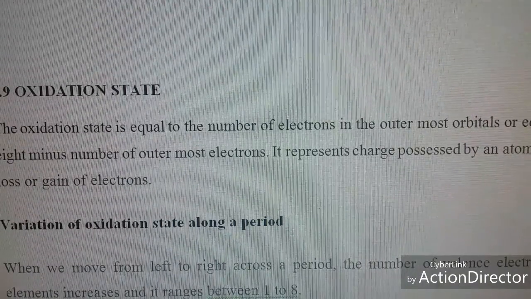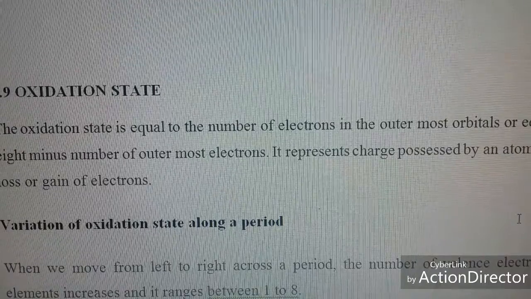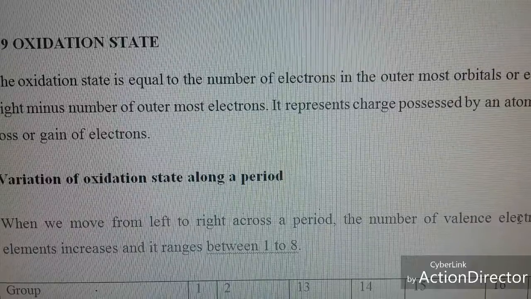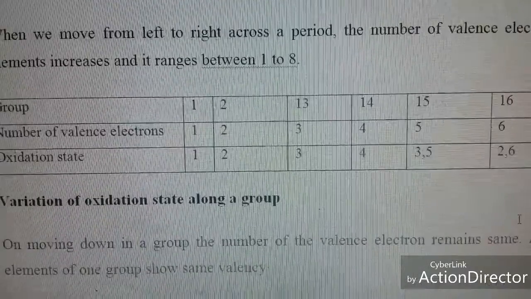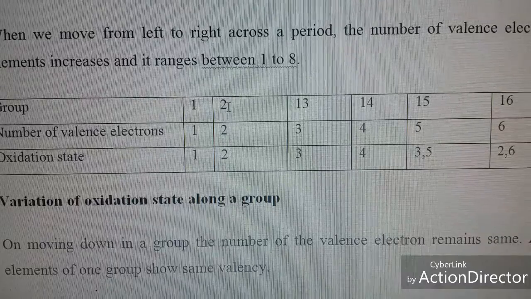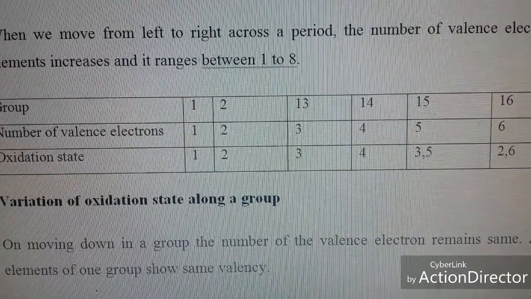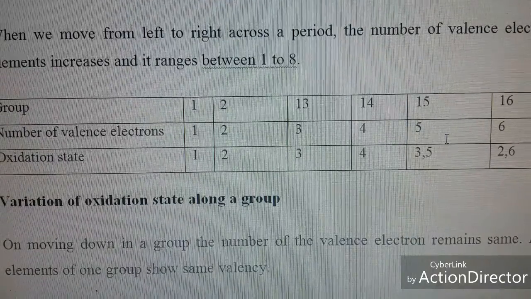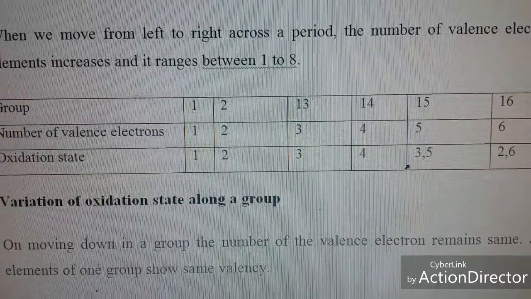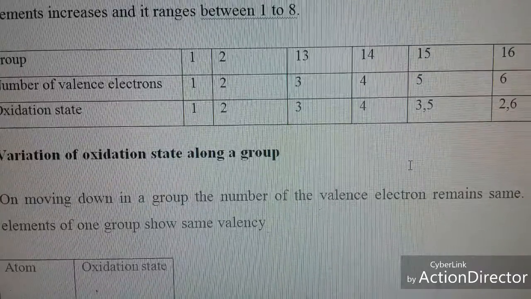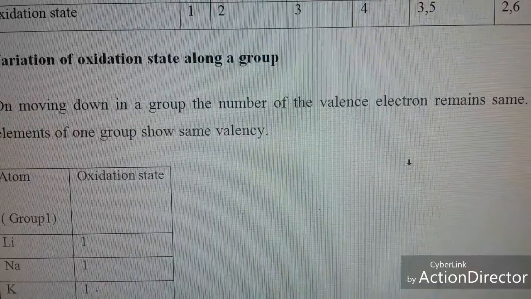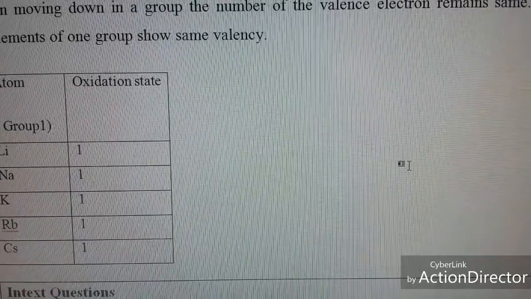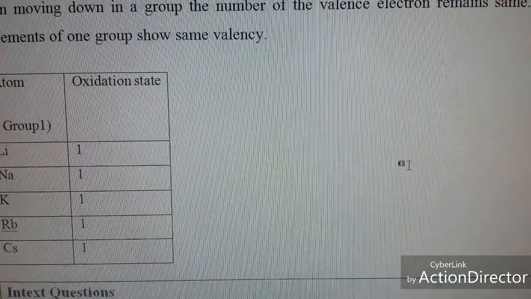If you see across the period from left to right, the number of valence electrons increases. So the oxidation state ranges between 1 to 8. You can see here, I have taken groups 1, 2, 13, 14, 15, 16 from left to right. So the oxidation number is increasing, and it is also showing variable oxidation states. And if you see from top to bottom, the valence electrons remain the same, so almost they have the same valency, so the oxidation state will be 1.